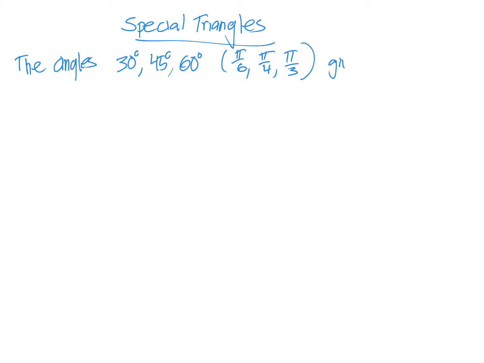So next in right triangle trigonometry, we're going to have special triangles. That is, if we have the angles 30 degrees, 45 degrees, 60 degrees, or if we're dealing with radians, pi over 6, pi over 4, and pi over 3, give special values for trigonometric functions.